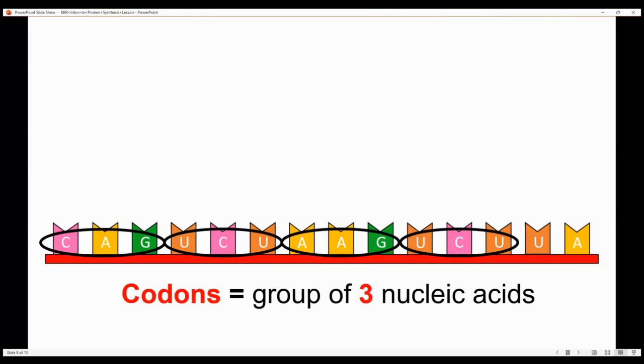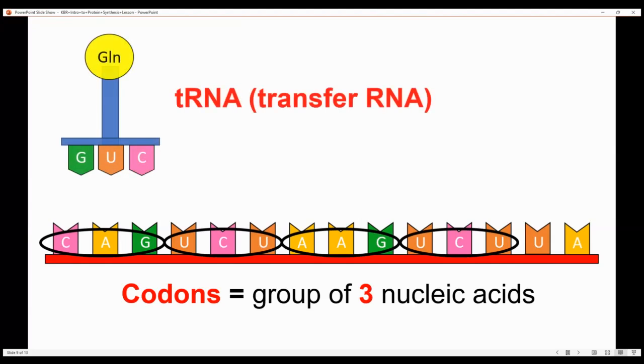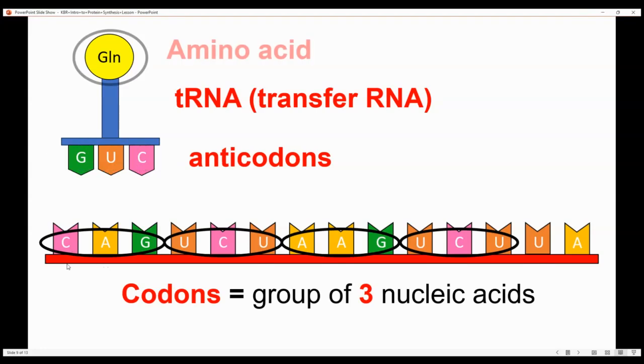These groups of 3 are the codons, or the words, as we would call it in English. A codon is a group of 3 nucleic acids. This structure right here is called transfer RNA, or tRNA for short. It's made up of the anticodons, which are a group of 3 nucleotides that pair up with the codons of the messenger RNA. And this at the top is called the amino acid. That's what builds the protein.